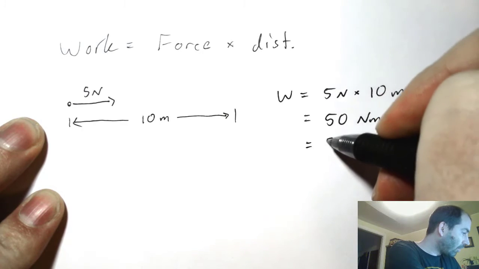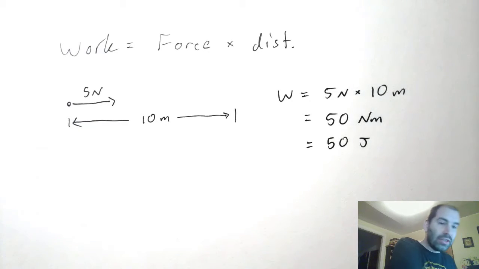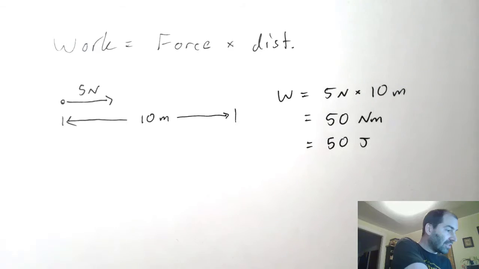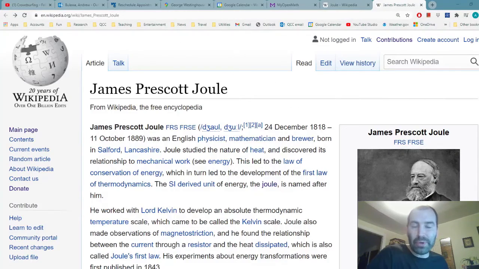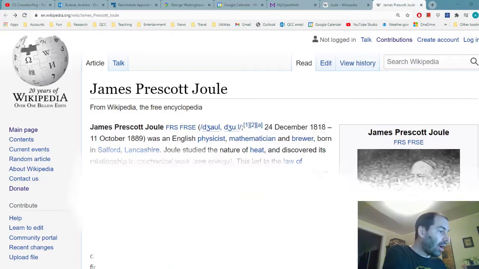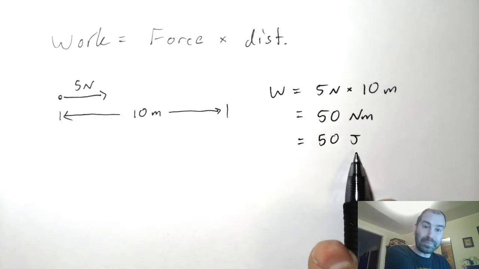Newton meters, we often write instead as J for joules. Joules are named after the English physicist from the 19th century, James Prescott Joule. He studied heat and its relationship to work, and he studied the conservation of energy. All right, so that is the metric units for measuring work.